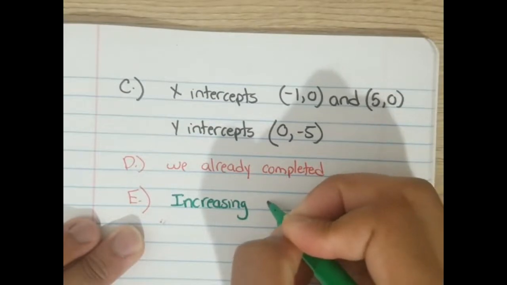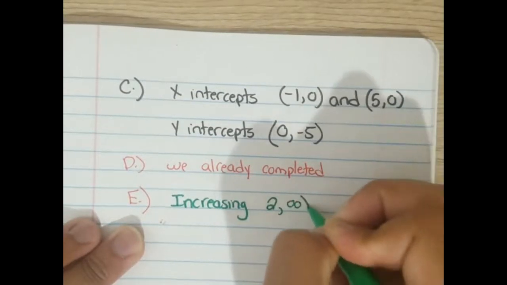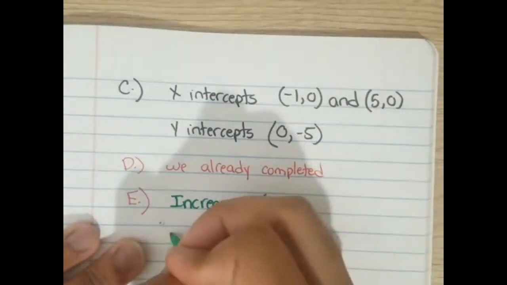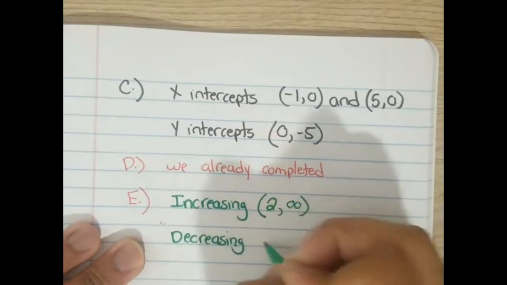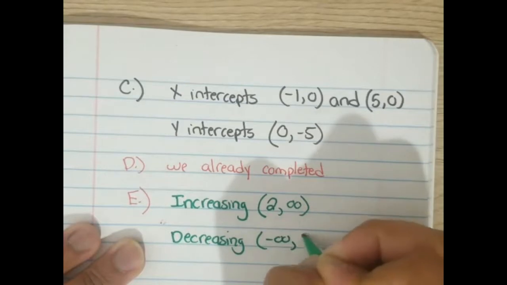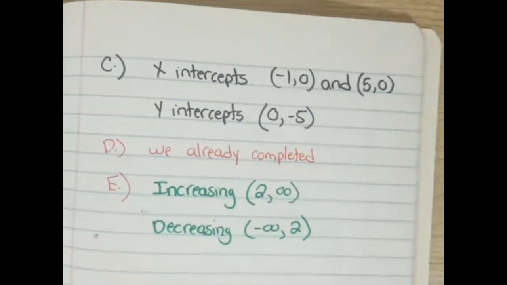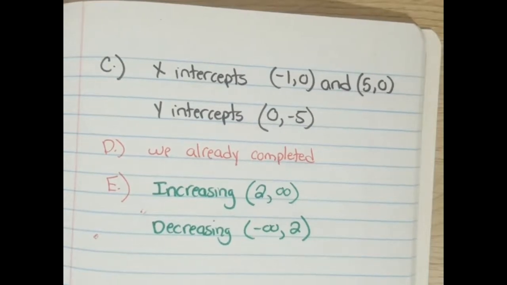We said from the vertex to positive infinity. That's when we're walking uphill. And then we were walking downhill or decreasing from minus infinity to the 2 value. So those are all five parts of describing, I guess, characteristics or describing the parts of a quadratic function.